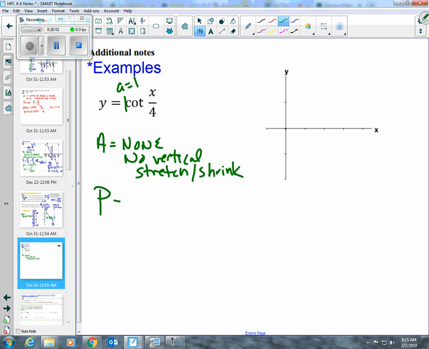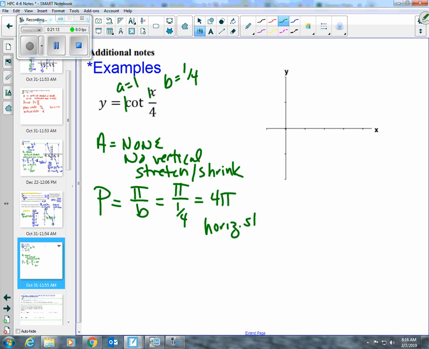All right, so let's talk about period. Formula for period is pi over b. Careful again, I wanted to do a couple of these fraction ones. Remember, the coefficient up top is a 1, so that means the b is a 1/4. So that means pi divided by a fourth, multiplied by the reciprocal, 4 pi. This one's 4 times longer, so this is a horizontal stretch.